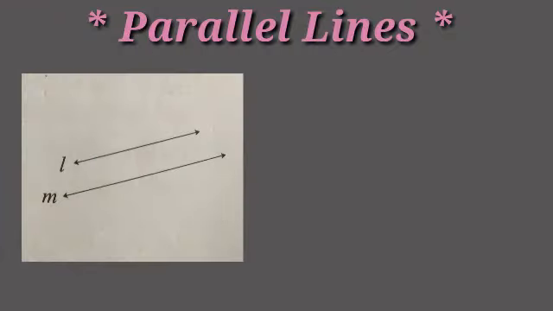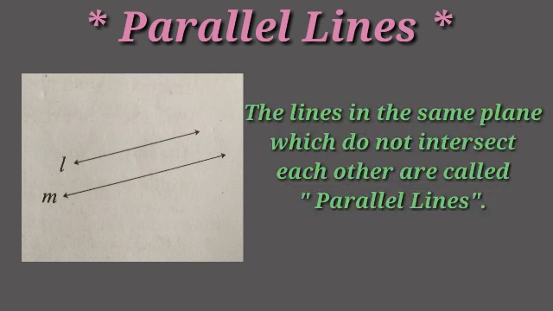Before moving towards our actual content, let's become aware of the most important concepts. First one is parallel lines. Observe the diagram very carefully. Two lines are given. See the definition. The lines in the same plane which do not intersect each other are called parallel lines. Here line L and M are given, which are not going to intersect each other. So these two lines are extended in both directions, and they are called parallel lines.